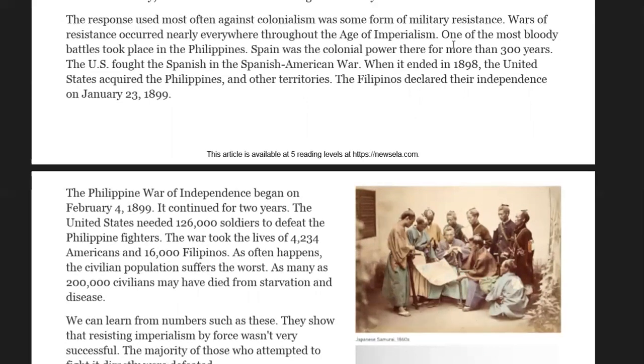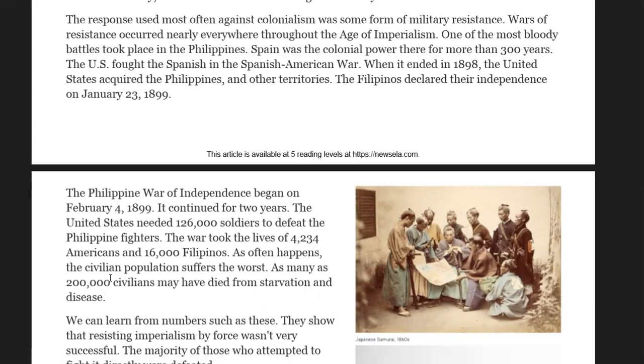The example they give is specifically the Philippines, who, after the United States took over the Philippines, fought a war of independence in 1899. So they talk about that in detail here, and they talk about how the Filipinos are eventually going to lose that war. The Americans are only going to lose a little over 4,000 soldiers, but the Filipinos are going to lose 16,000 soldiers. Almost more importantly, though, is the fact that there are estimates that up to 200,000 civilian Filipinos may have died as a result of starvation and disease at this time from fighting back against the Americans.